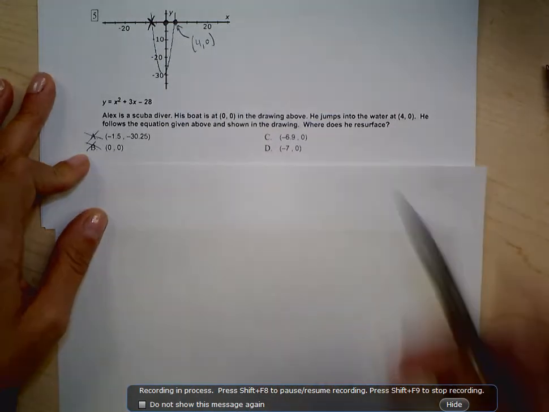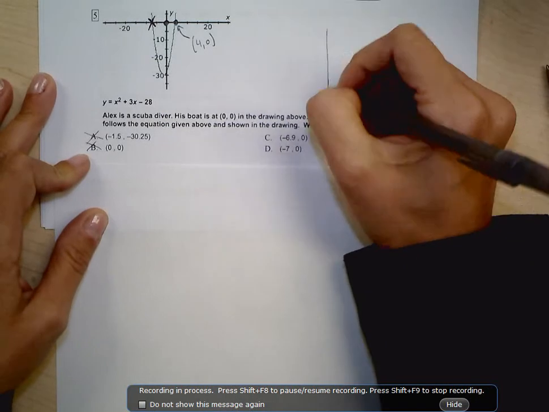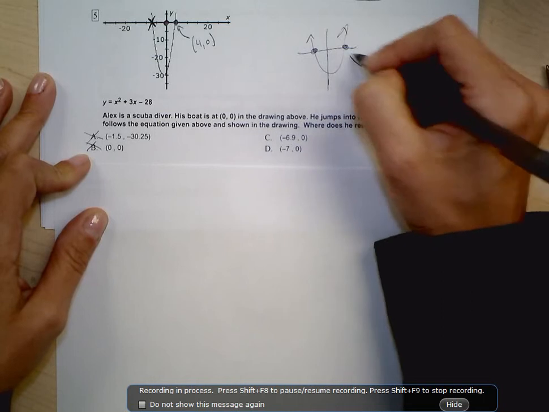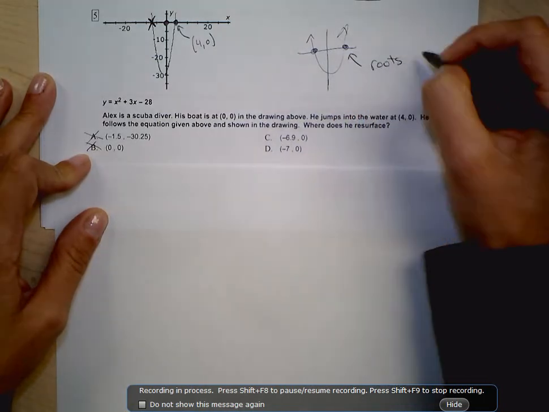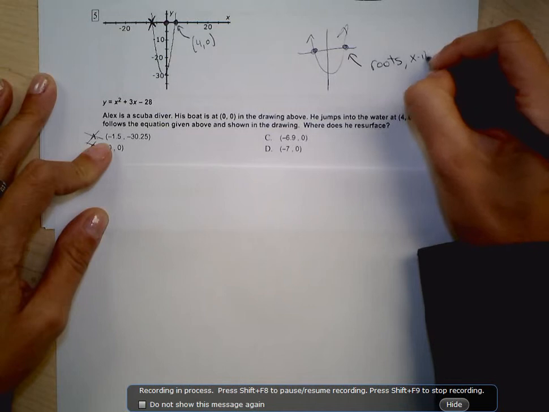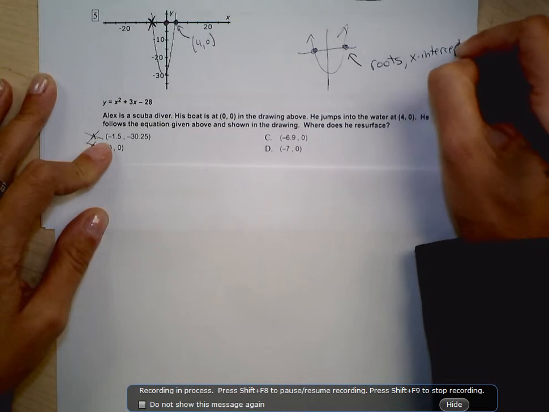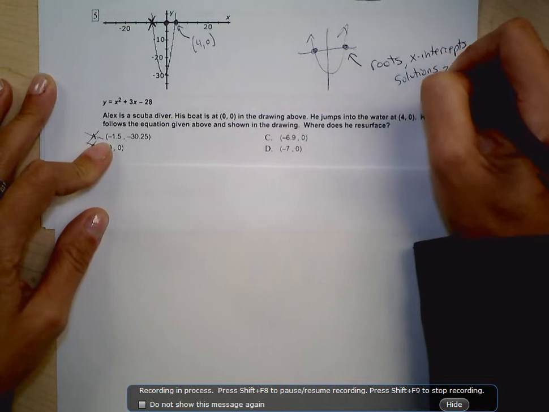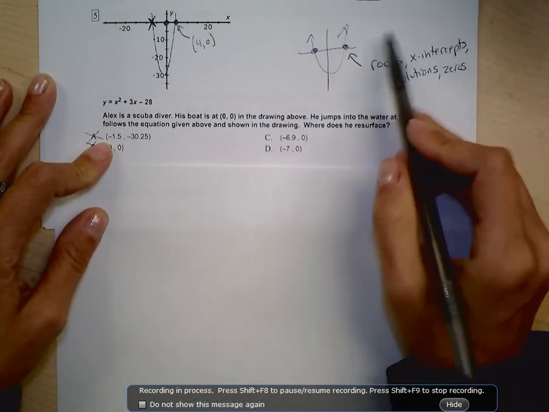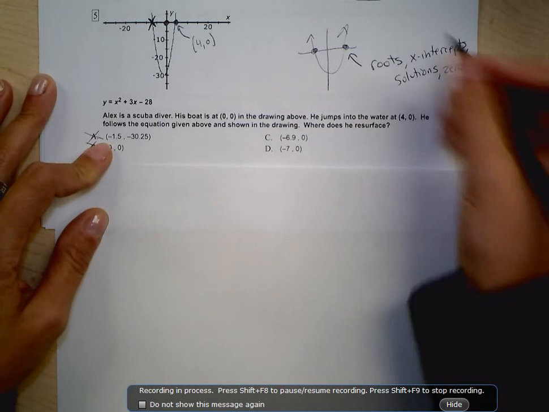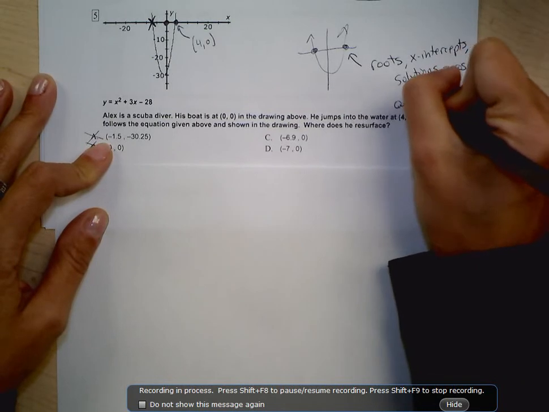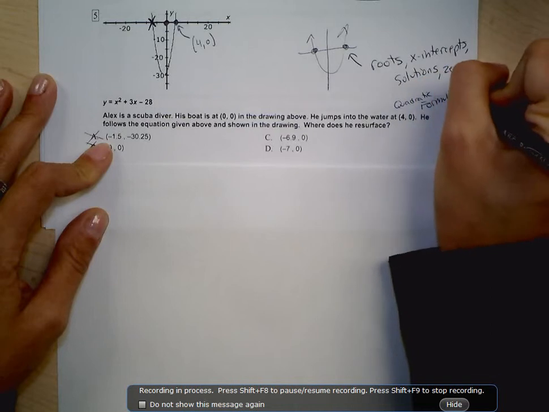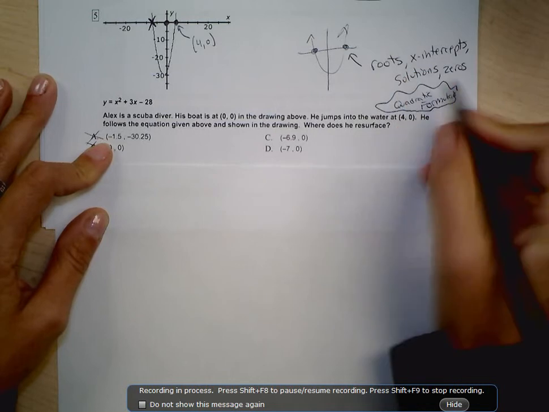But I know I can calculate the roots of my graph by the quadratic formula. So roots are the same thing as x-intercepts, which are the same thing as solutions, which are the same thing as zeros. Remember, these all mean the same thing. And I can calculate them by the quadratic formula. It's just a great formula. It will give us the answer to all of these things.